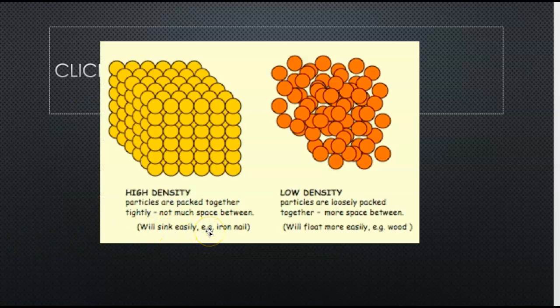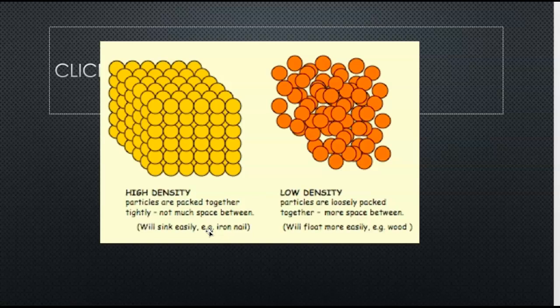So a way that we talk about matter is that if matter has a density that's very high, that means that all the atoms in it are packed very tightly together, so there's not much space between them. And if matter is not very dense, it means that even though it's still made of atoms, the atoms are not packed as tightly together, and there's more space between them.